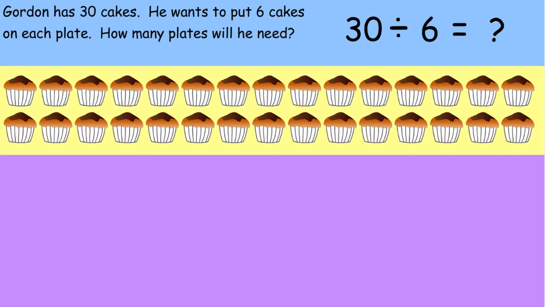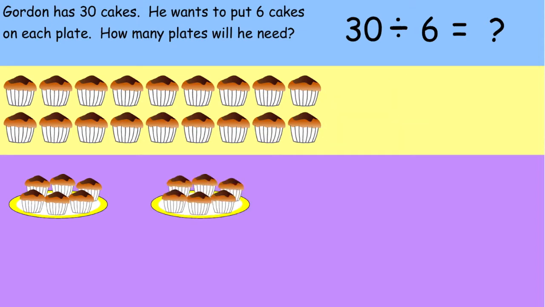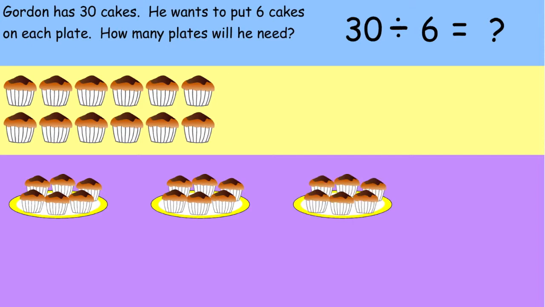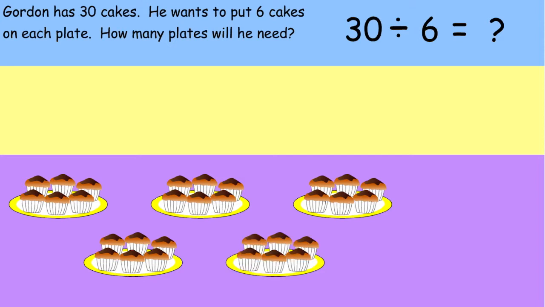Okay, so here you can see 30 cakes, and it's told me that he wants 6 cakes on each plate. So when I press make a group, here's 6 cakes, here's 6 cakes, here's 6 cakes, here's 6 cakes, here's 6 cakes. I've taken the 30 cakes, I have put 6 in each group because it was asking us to do 30 divided by 6. Our answer will be the number of groups that we've made, so count them up just now. How many sets have we made? 1, 2, 3, 4, 5.